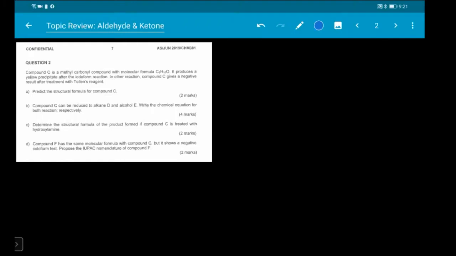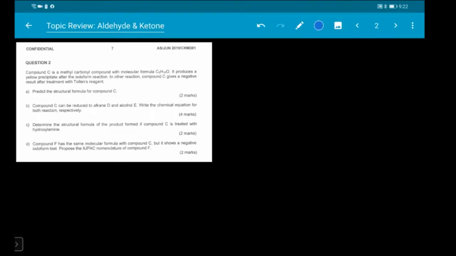Okay guys, compound C is a methyl carbonyl compound with a molecular formula of C5H10O. It produces a yellow precipitate after the iodoform reaction. In other reaction, compound C gives a negative result after the tolerance reagent. Okay, we haven't discussed yet about the visual test dengan chemical test. Untuk makluman, dalam banyak-banyak chapter dalam organic chemistry ni, aldehyde dan ketone mempunyai jumlah yang paling banyak visual test, chemical test. Antaranya yang korang baca sekarang ni, it is the iodoform and also the tolerance reagent. Ada banyak lagi, jangan risau.